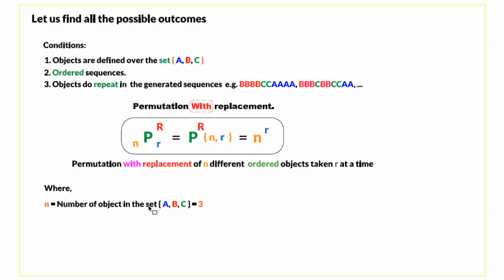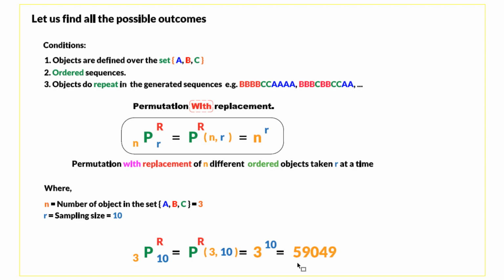N is the number of objects in the set, so we have 3 objects or 3 elements, and r is the sampling size, and we have 10 objects in the generated sequence. So we substitute in the formula permutation of 3 objects A, B, and C, taken 10 at a time with replacement, and that is equal to 3 to the power of 10. If we compute that, we get 59,049 possible outcomes of that distribution. And this is the number of elements in the sample space for this experiment.